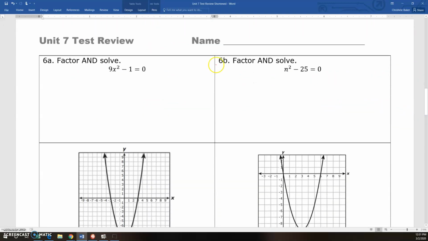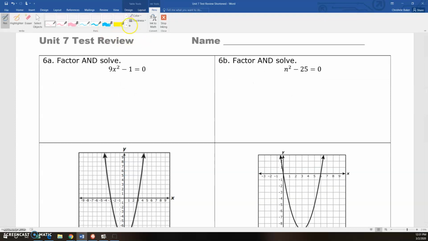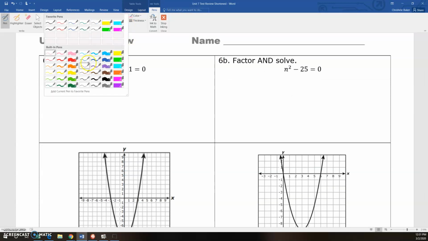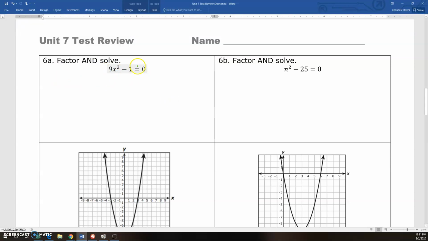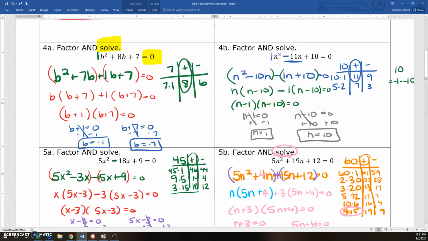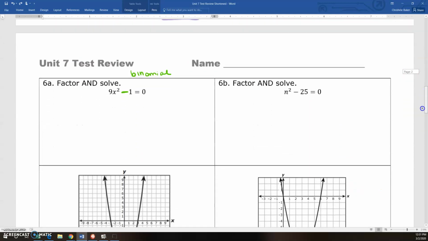All right, and we are still factoring and solving. This is fun. All right, next. Okay, we have a special case here. I know I have a special case because I have two terms. It's called a binomial. And this is called a difference of squares. It's a difference because it has a subtraction sign, and both of my coefficients, and actually my whole term, is a perfect square. So 9x squared is a perfect square, and 1 is a perfect square.